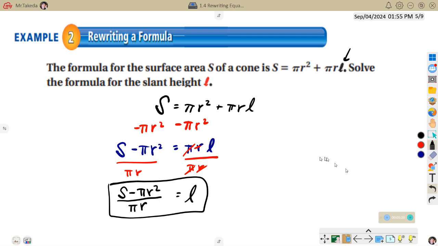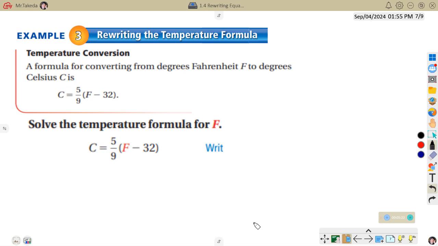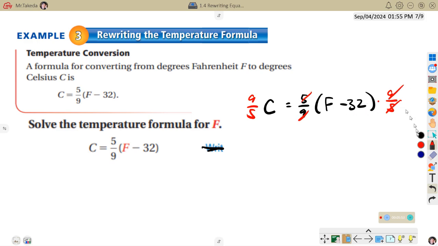Okay, and then we have converting our temperature formula. Now, they give us this C, ignore this, the Celsius equals 5/9 times Fahrenheit minus 32. We want to solve for F. So the first thing, we have this fraction, and we've already had a couple examples where we want to try to get rid of this fraction. I'm going to multiply both sides by 9/5. Okay, so the 5's will cancel, the 9's will cancel, and that's going to look like 9/5 C equals F minus 32.